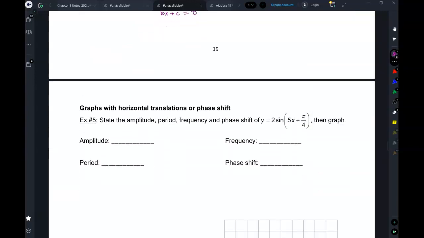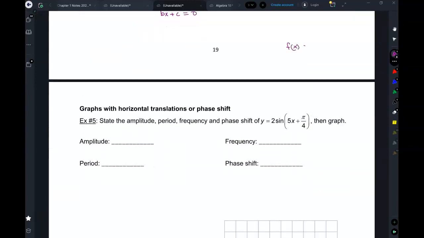So if I had f of x is equal to (x plus 2) squared. Remember for the parabola, where does this move on the x-axis? Left or right? Negative 2, right? How do you do that? x plus 2 equals 0, x equals negative 2. We're just going to do the same thing here.